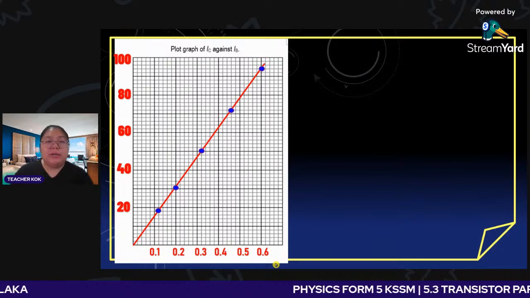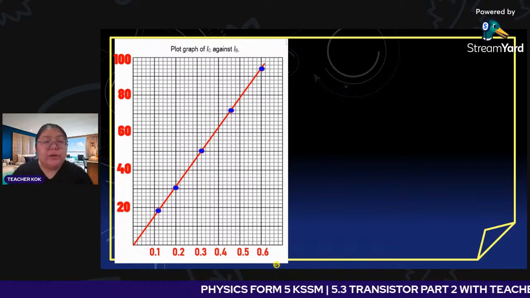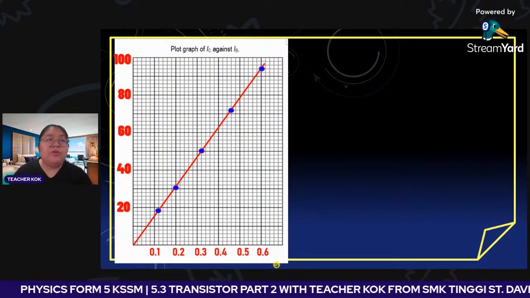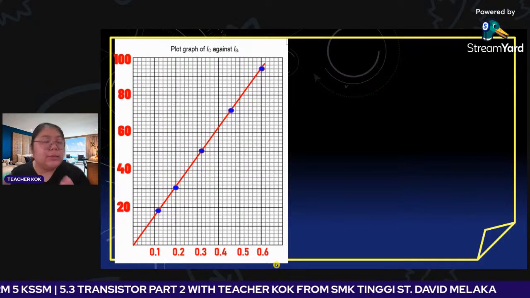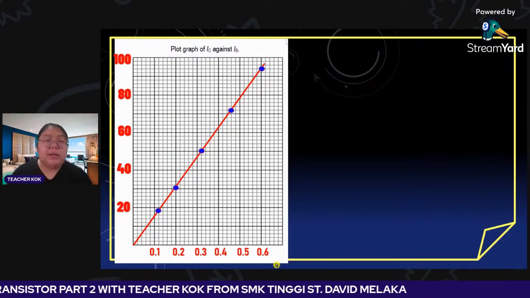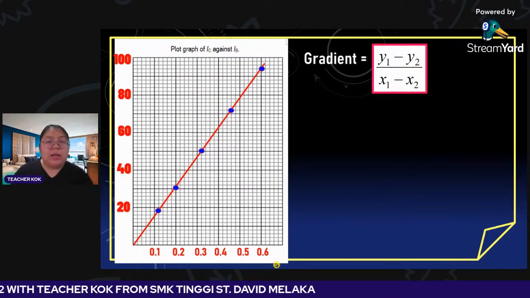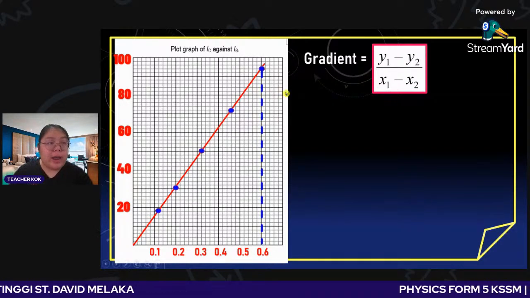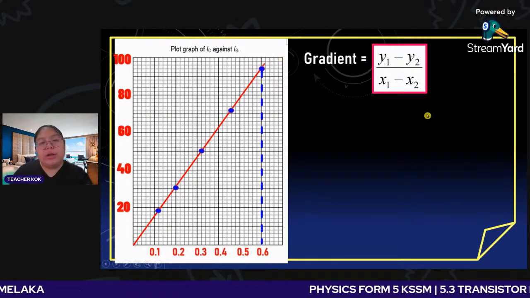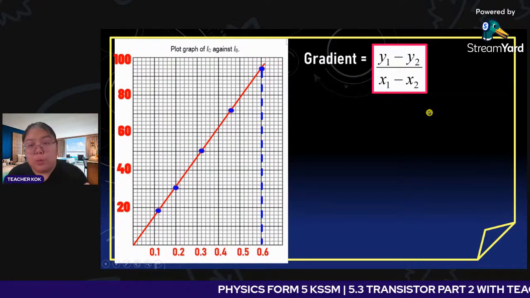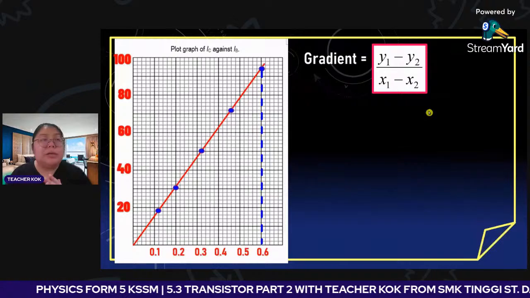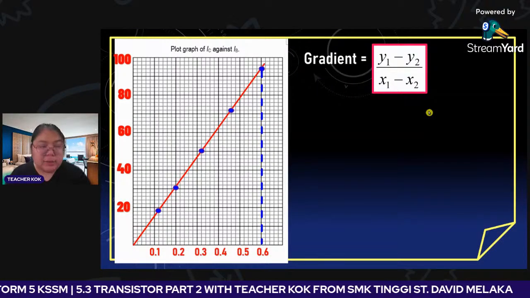Now the question, we want to find the gradient. Normally you draw a triangle. We draw the bigger size one, don't draw the small size. So we draw the last one, and that one should be the bigger size. I take this one as the triangle for the gradient. The gradient formula, everybody knows, y1 minus y2 over x1 minus x2. Remember, must be y over x.